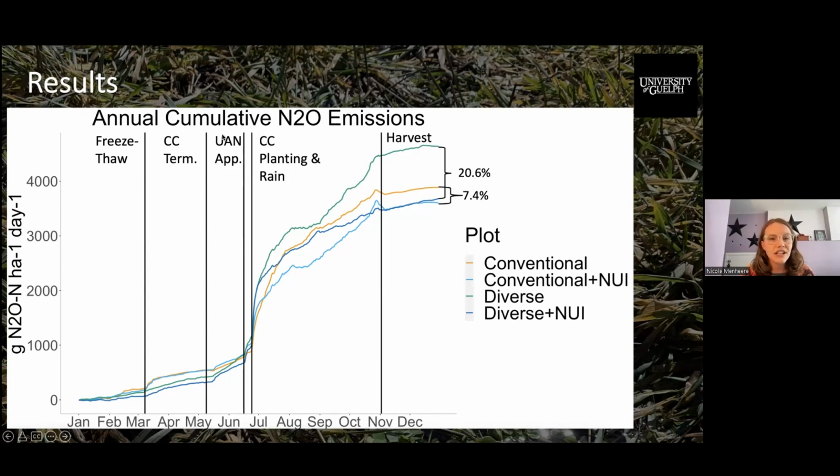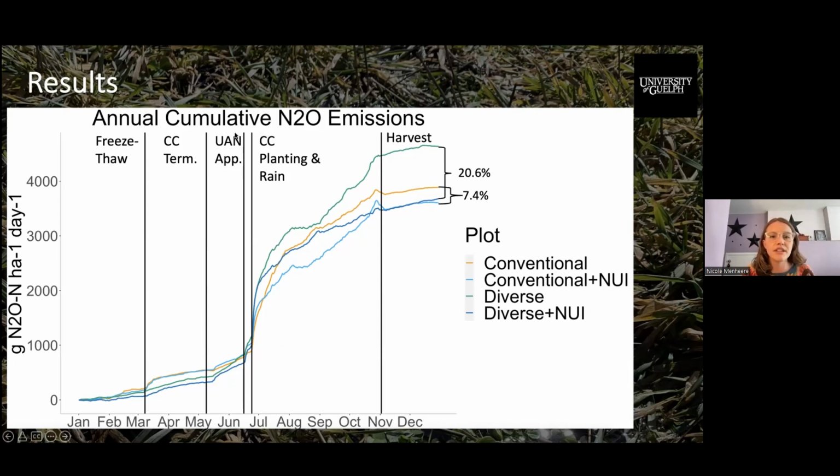But as you can see, closer to harvest, we have a better idea of what's going on the entire year. And we saw differences between the conventional and the diverse plot in cumulative nitrous oxide emissions, but the plots that received nitrification and urease inhibitors, regardless of their cropping rotation, had pretty similar cumulative nitrous oxide emissions.